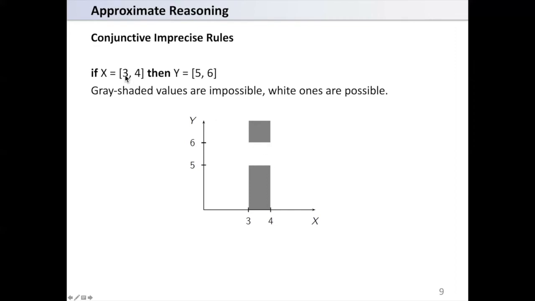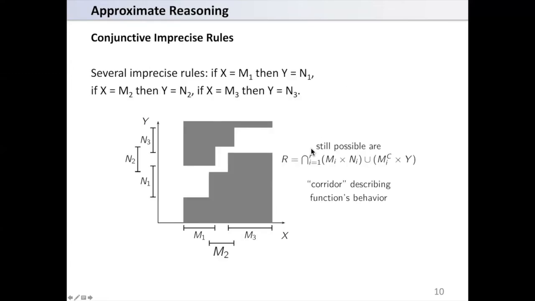And also we take the complement of this region. It is the region where x is not in the interval 3, 4. And then we take the Cartesian product with the whole reference set Y. So we have additionally this region and also this region.